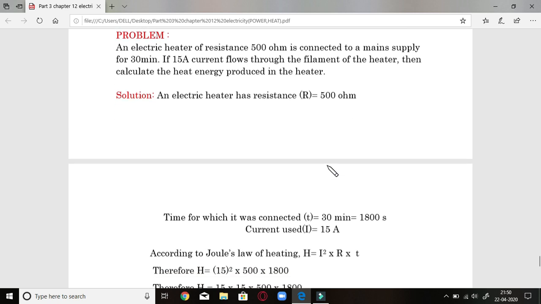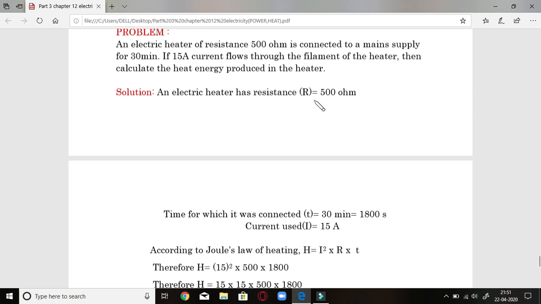Now let us see one problem related to the heating effect of current. An electric heater of resistance 500 ohm is connected to a main supply for 30 minutes. A current of 15 ampere is passed through it. Now we have to calculate the heat produced in the heater. Let us find out the heat produced in it.